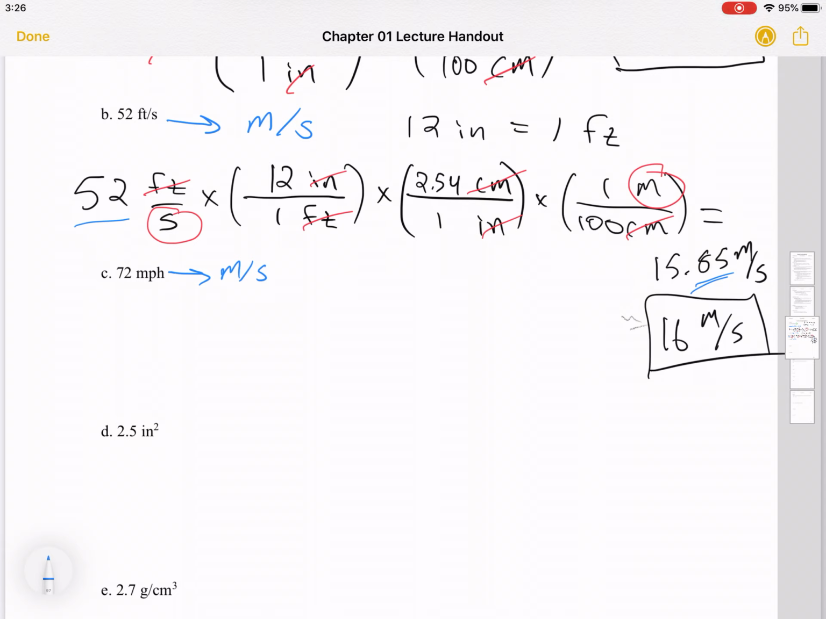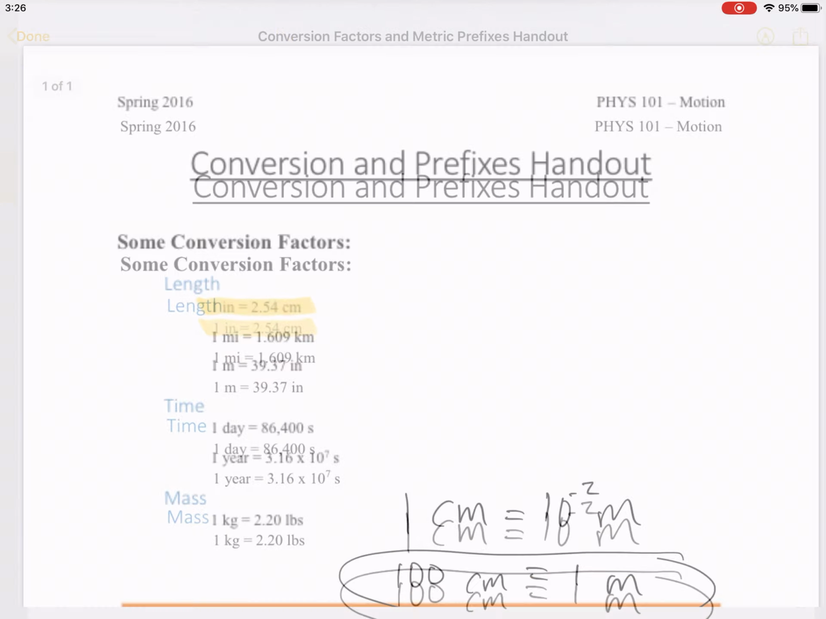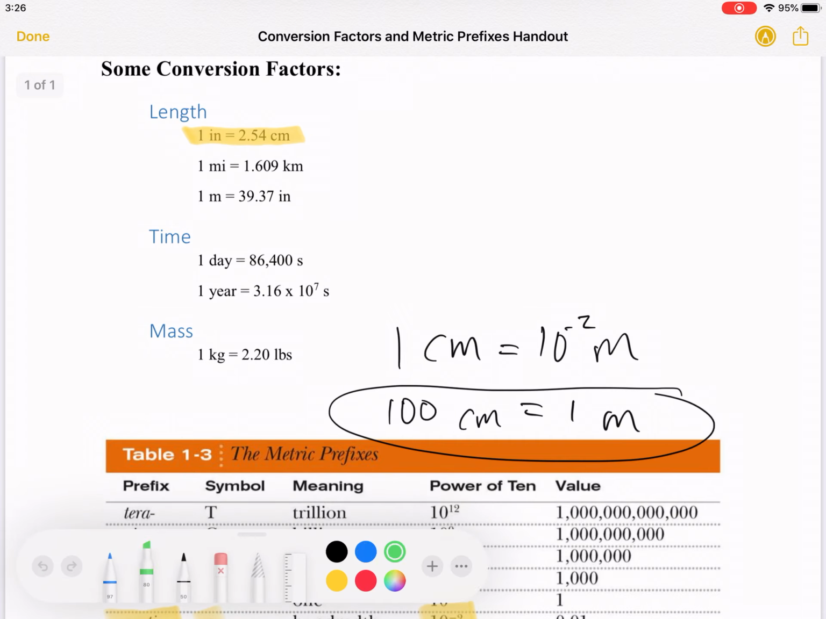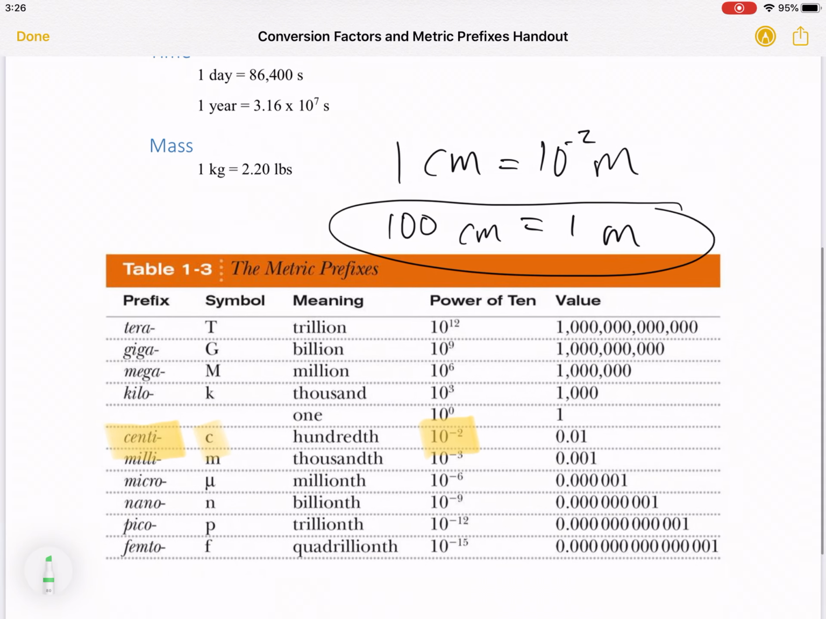So now I need to change the numerator and the denominator. I need to go from miles to meters and from hours to seconds. Let's see. We had a conversion on the other page. Let's go back. We had a conversion factor from miles to kilometers. That might help us. In fact, let's use our highlighter again. Maybe we'll use green this time. So here's miles to kilometers. That's going to help us. And then I can go from kilometers to meters. And in my list of metric prefixes, kilo is 1,000, which is 10 to the 3.